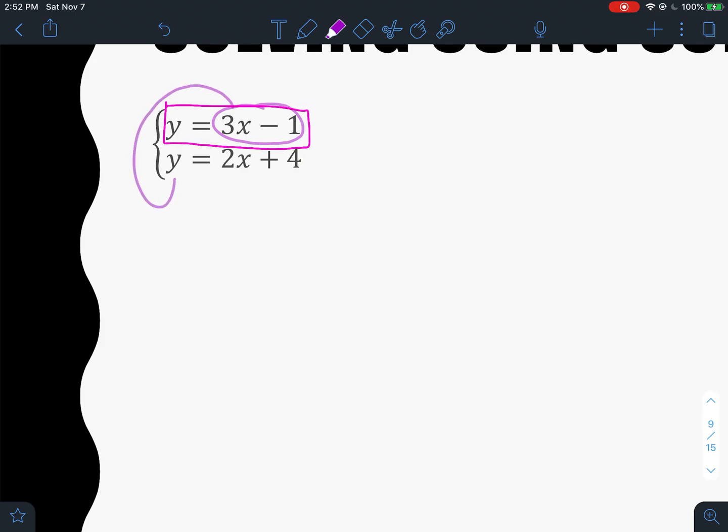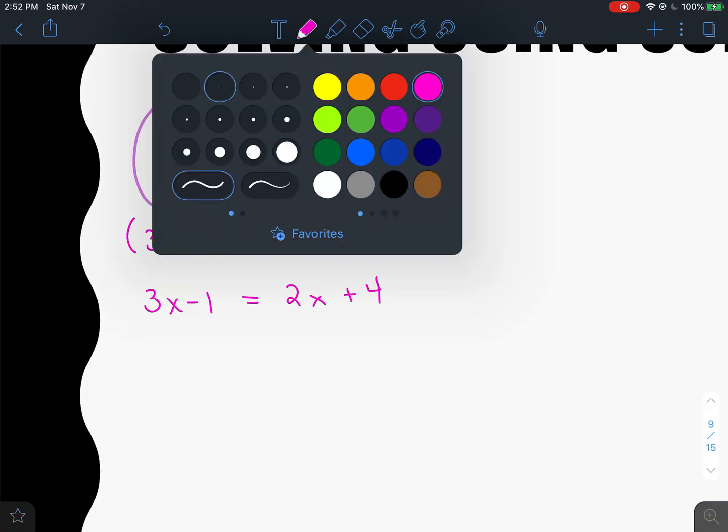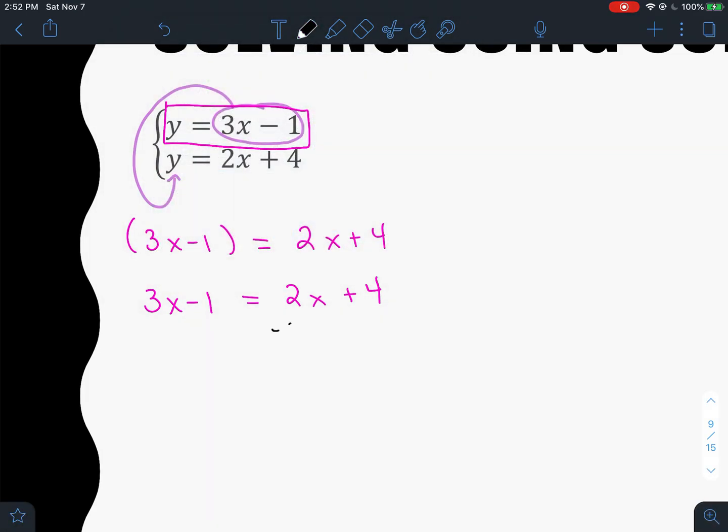So we know that y is equal to 3x minus 1. So now I'm going to substitute that entire expression, 3x minus 1, because that's what y is equal to. I'm going to substitute it in for the y in the second equation. So now I have 3x minus 1 equals 2x plus 4. Well, I'm not multiplying that parentheses by anything, so I just have 3x minus 1 equals 2x plus 4. And now I'm going to solve that equation.